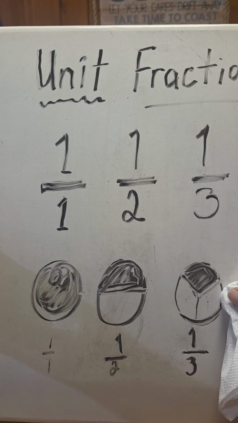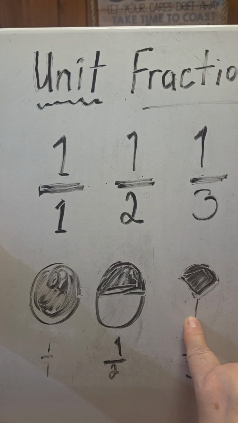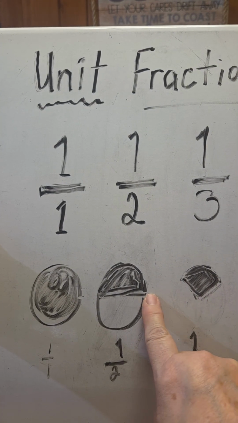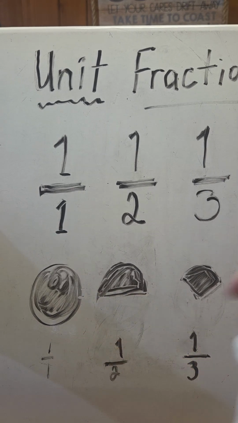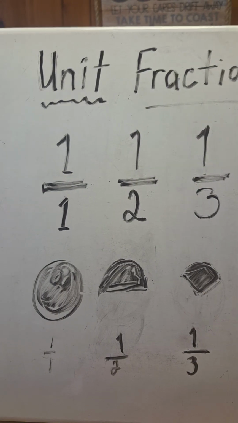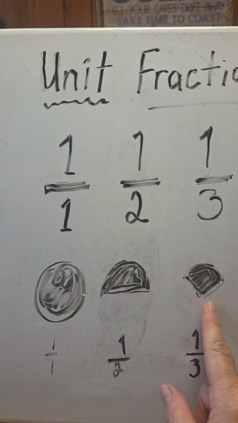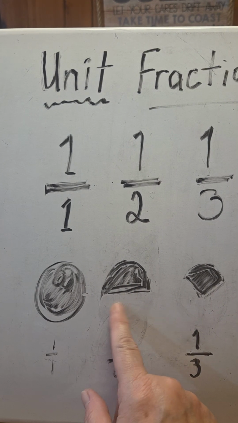In fact, I'm going to get rid of these lines because I want you to really look at these. Just the shaded part. What do you notice about the size? Anyone notice anything? Which one's bigger? This one? If that was a piece of pizza, do you want that one or do you want this one? I want this one. It's bigger.